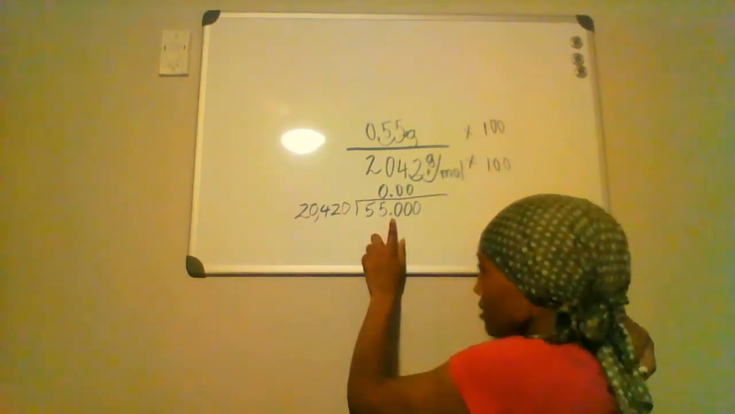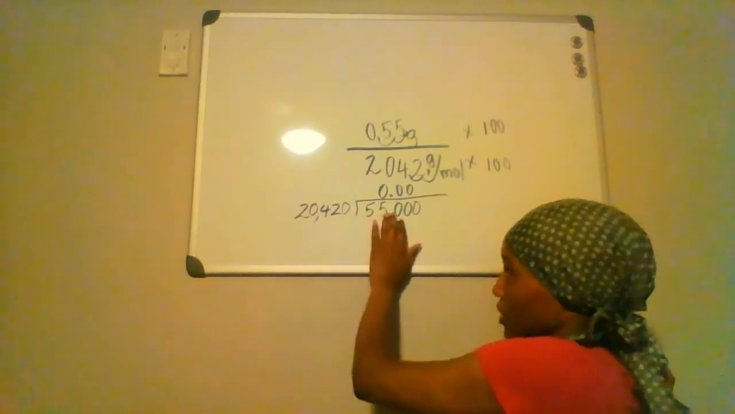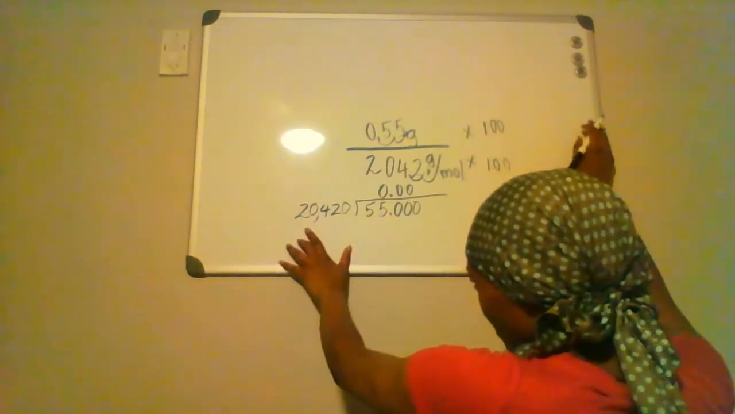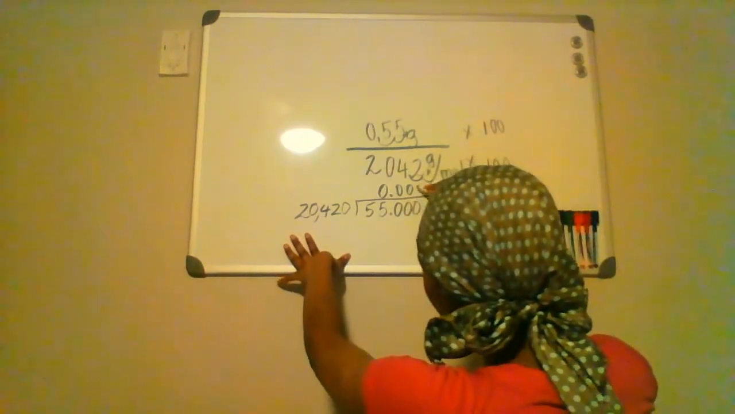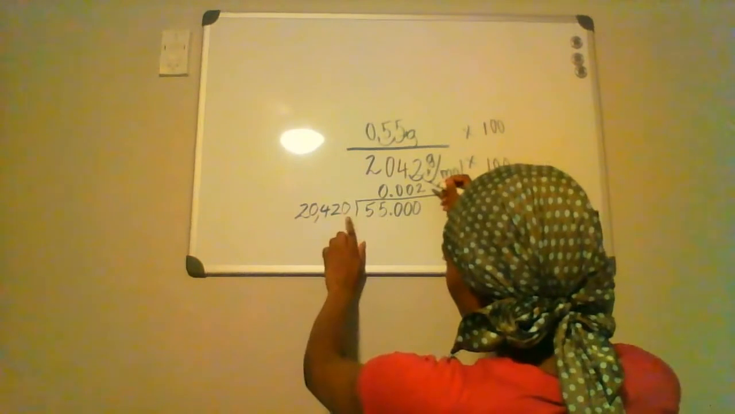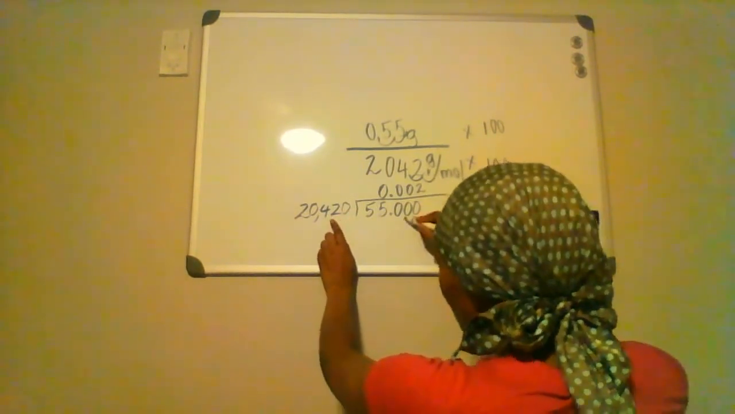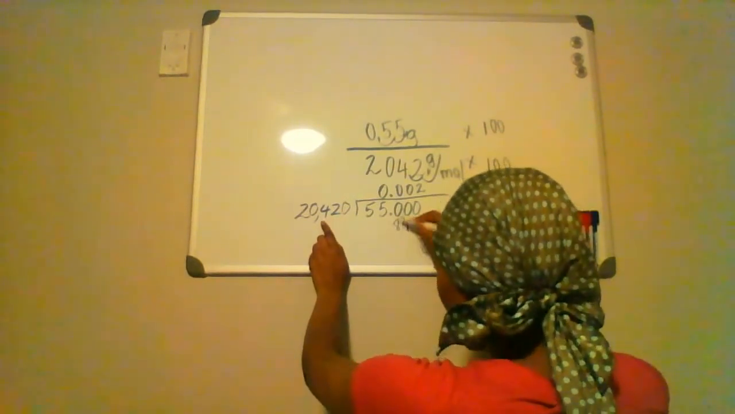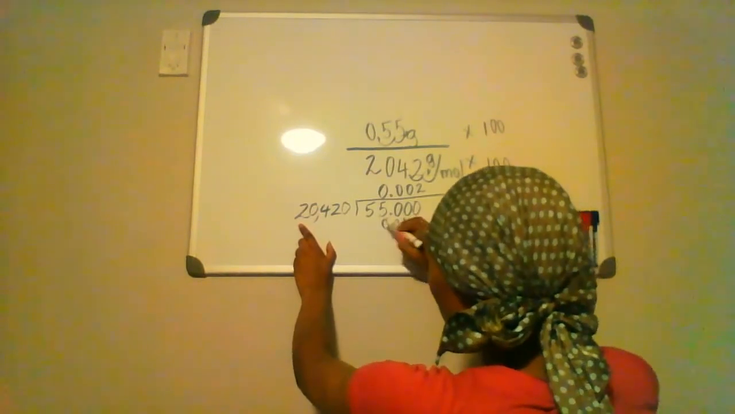Ignoring the decimal place, how many times would 20,420 go into 55,000? All right, let's see. Well, 20,000 times 3 gives us 60,000, so it can't be 3. It has to be 2 times, and that should work. So 2 times 0 is 0. 2 times 2 is 4. 2 times 4 is 8. 2 times 0 is 0. And 2 times 2 is 4.